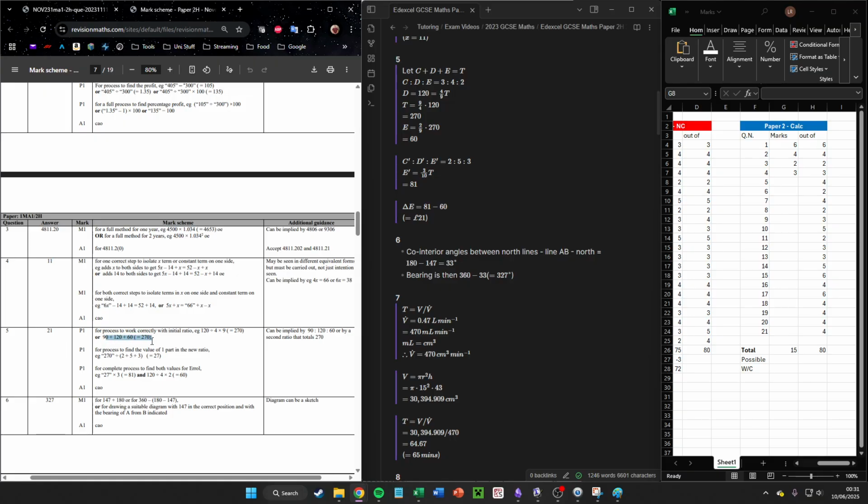So work correctly with the initial ratio. I found 270 as the total. Yep. Find one new part in the new ratio. Make the change. Oh, that's an important complete process to find values for it. So I partially mention that each unit is now a tenth.